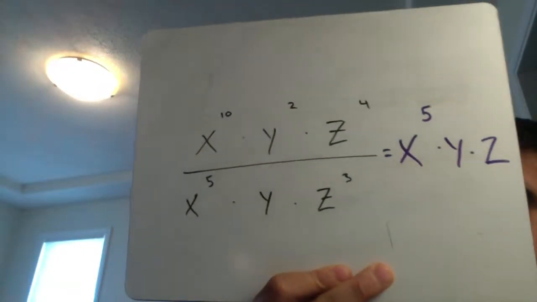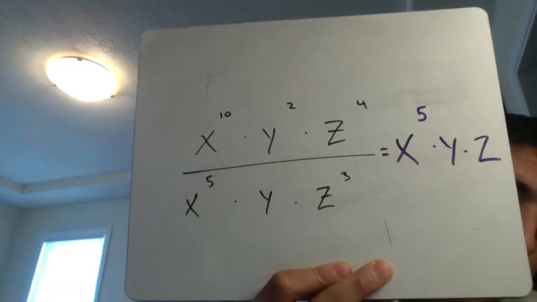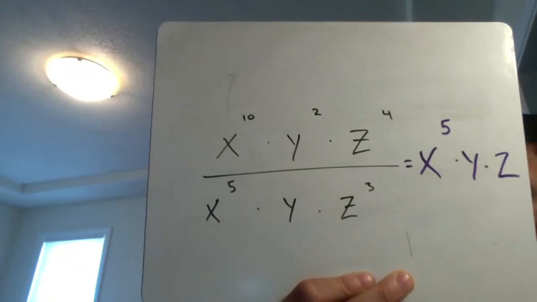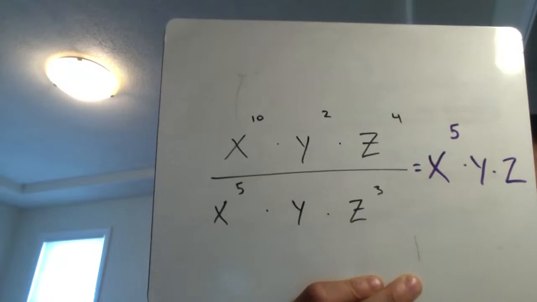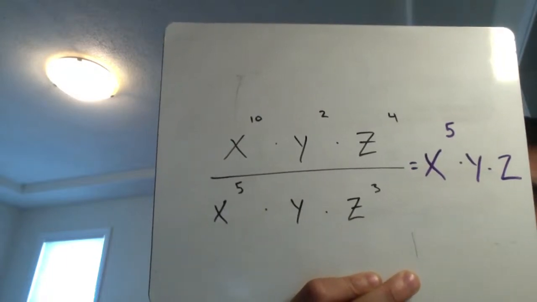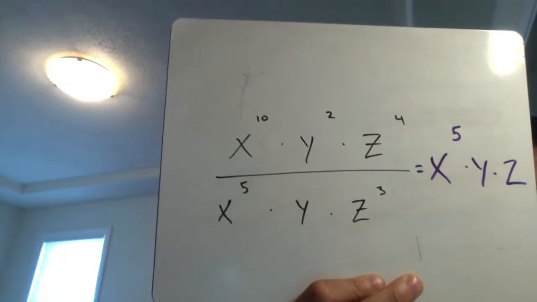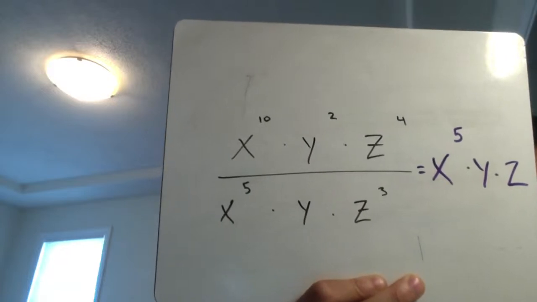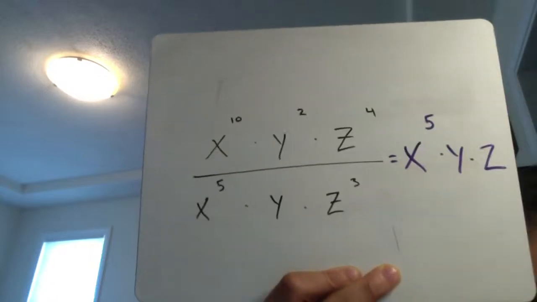To get this answer, we did x to the 10th over x to the 5th. Well, we know we can use the quotient rule. So this is 10 minus 5, which is 5. So x to the 5th. For the y's, we have y squared over y. So that's 2 minus 1, y to the first power. And then for the z's, we have z to the 4th over z to the 3rd. So 4 minus 3 is 1. And that's why we just get z.